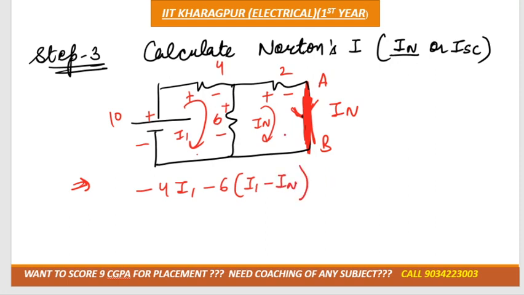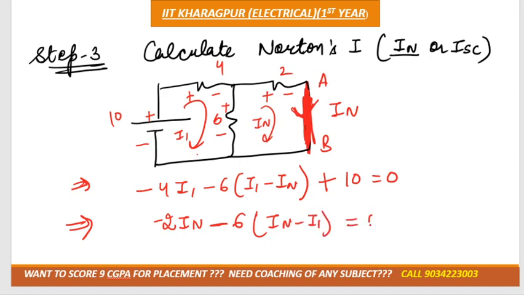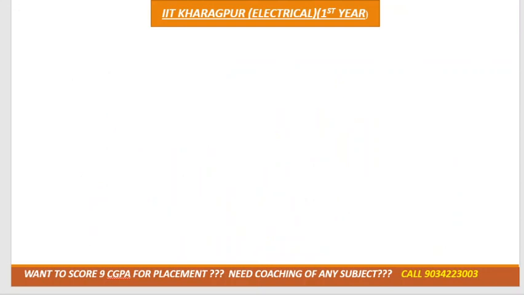I1 minus IN. IN I have taken because we need to calculate IN. Then, tell me the second mesh equation. Minus 6 times (IN minus I1) is equal to minus 2 IN minus 6. Now you can solve the two variable equations in I1 and IN, right? Then after solving you will get the value for IN.